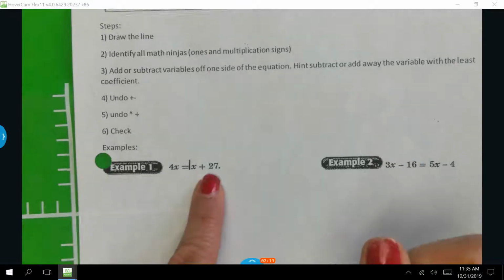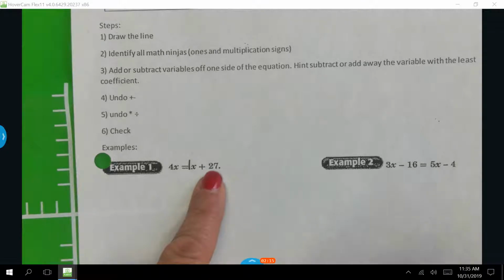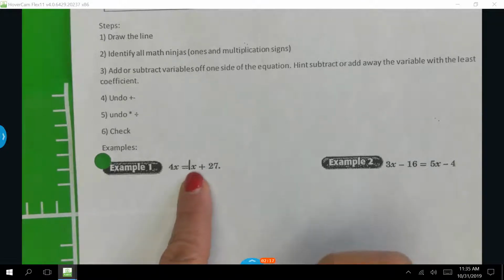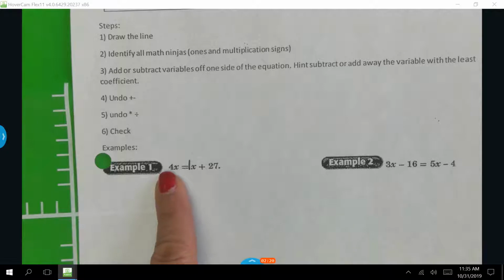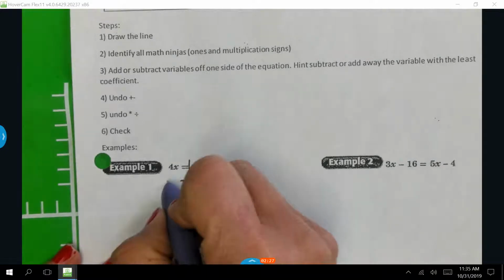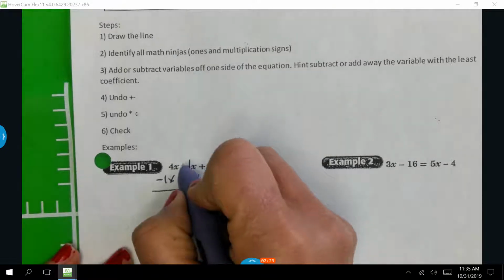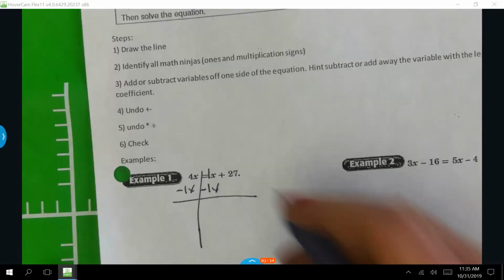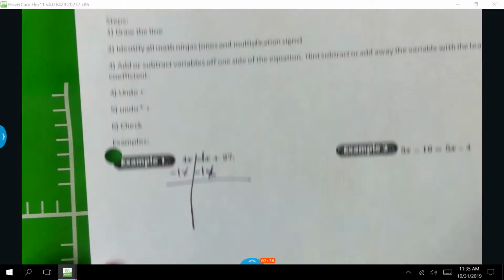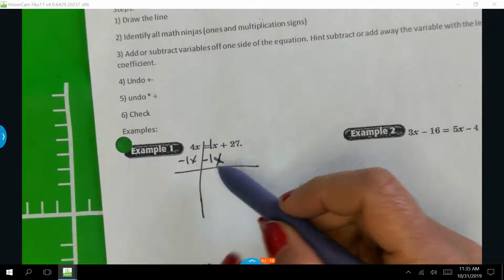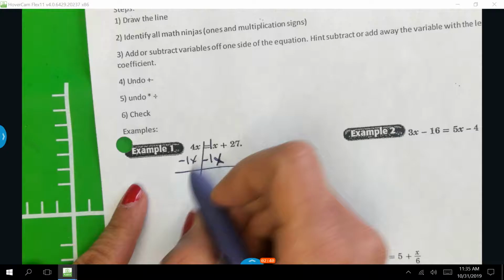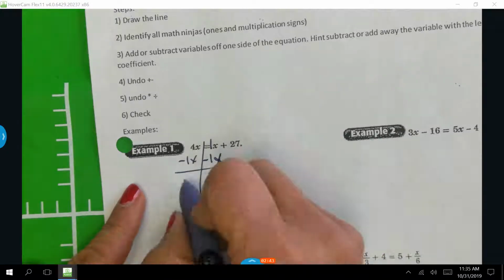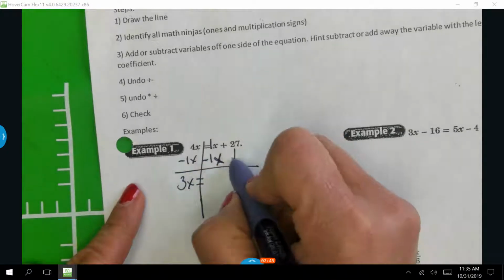So since the number, the constant, is already on the right, we're going to move the variable term over here to be with the 4. So this is what she calls a math ninja. There's really a 1 there. So we are going to subtract 1x from both sides. I should have drawn the line. It's kind of crooked. We're going to subtract 1x, that's an x, from both sides. What happens is it'll cancel on the right. 4x minus 1x is 3x equals, bring down the 27.